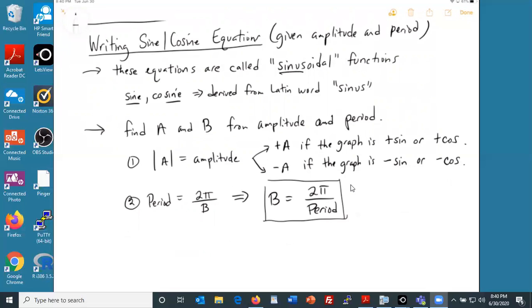So let me give you a minute to catch up on the writing, and we'll do examples here and also on the plots of the week.